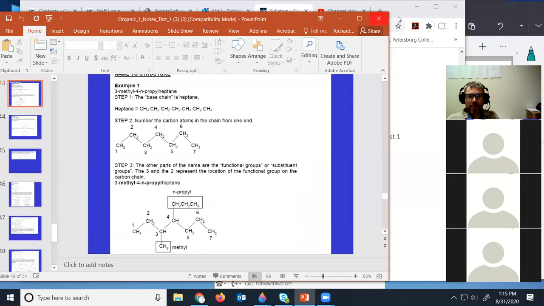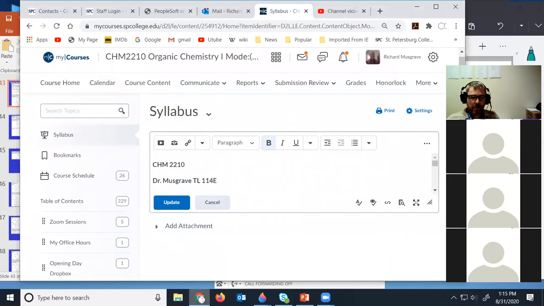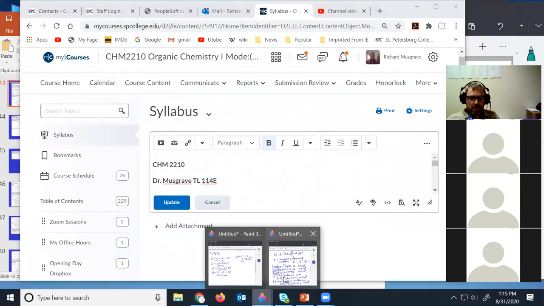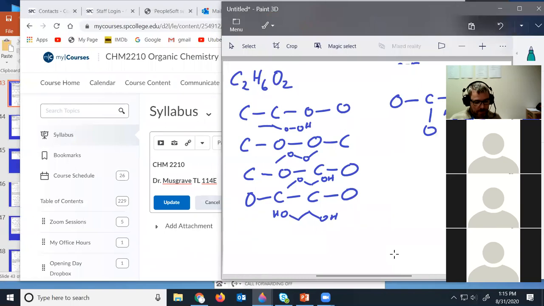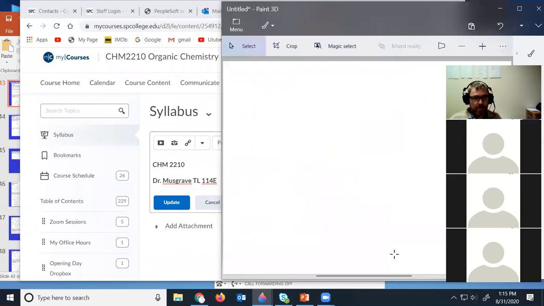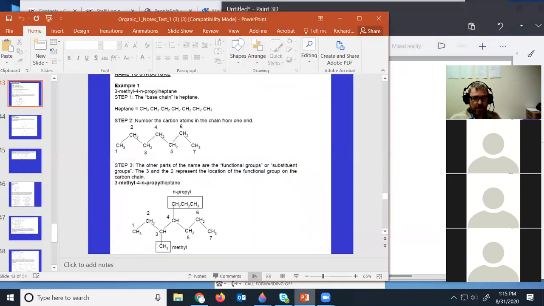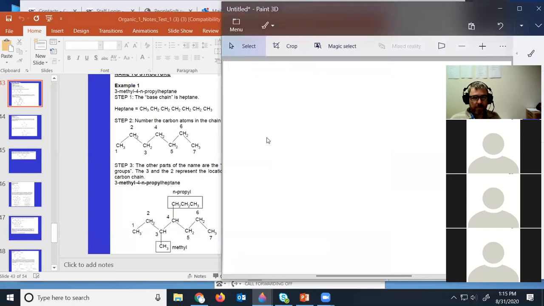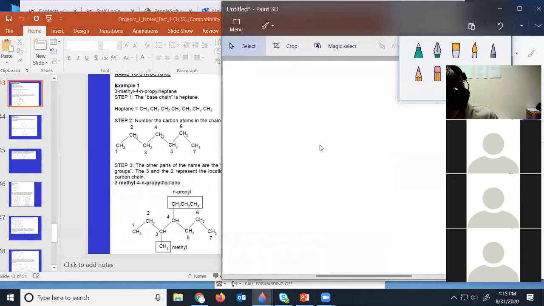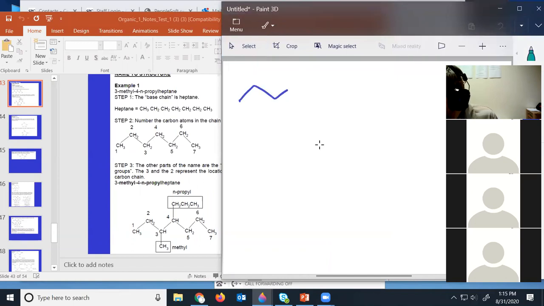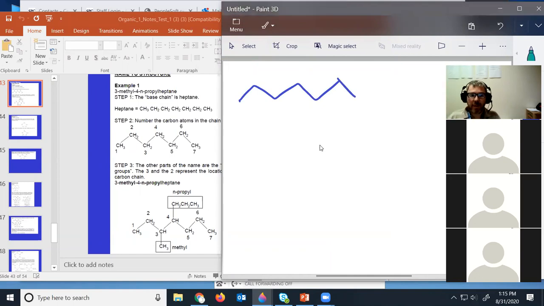All right, so let's show what that looks like. Where was I? Here we go. So if I draw this as a line structure, you can see how it's going to go. One, two, three, 4, 5, 6, 7. So that'd be the heptane line structure.